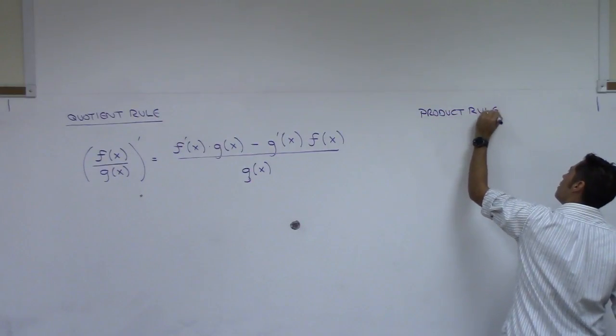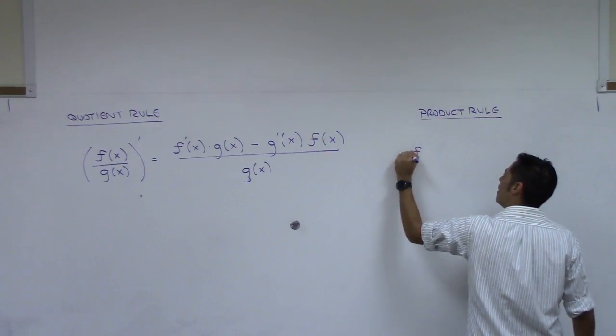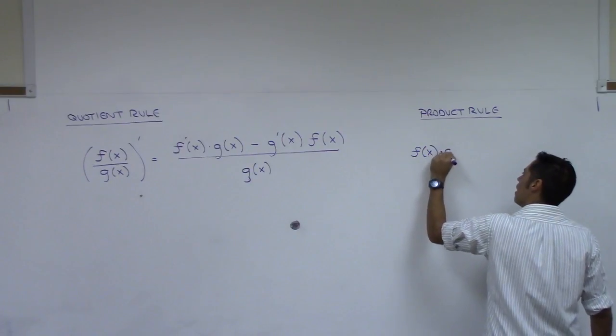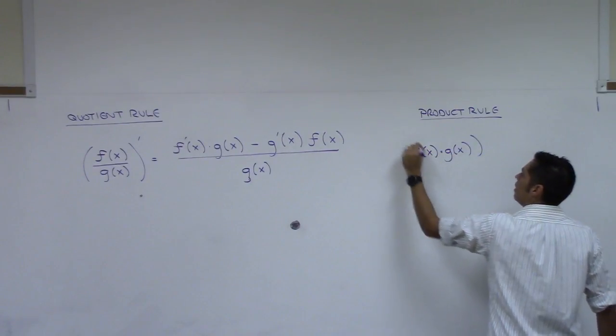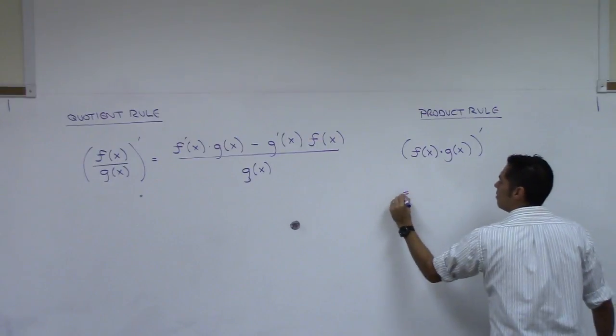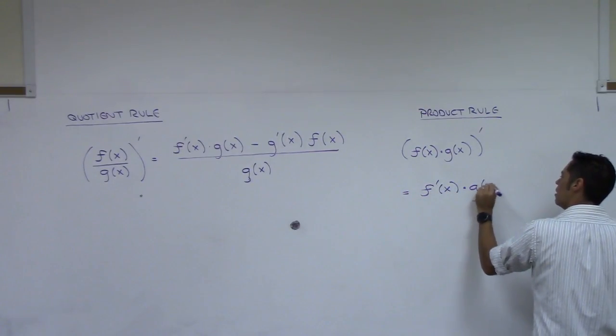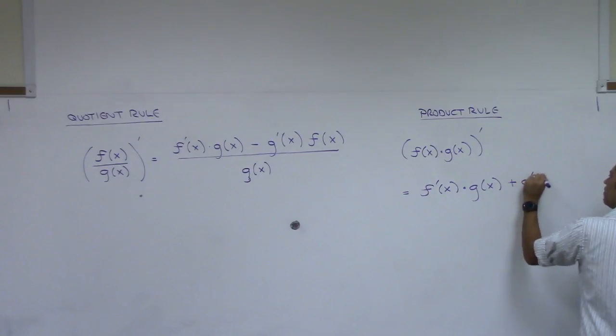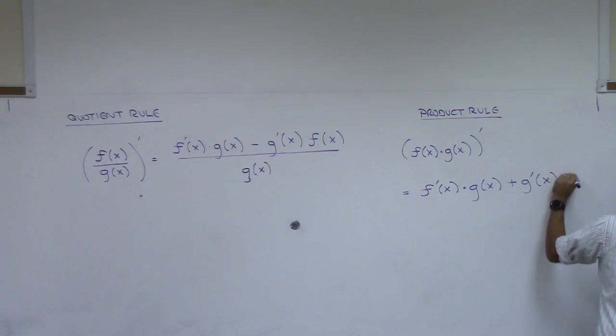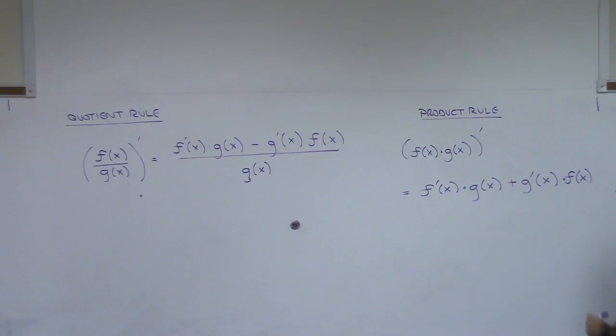The product rule said that if you have two functions, f of x times g of x, and you want to take the derivative, it's going to be f prime times g plus g prime times f. All right? Now, I want to point something out.